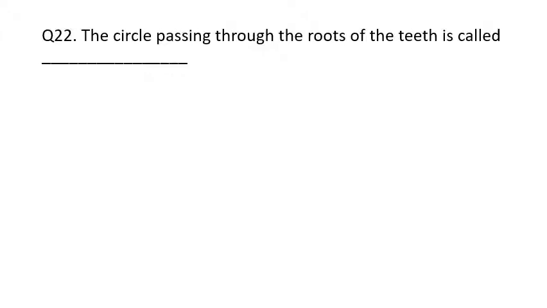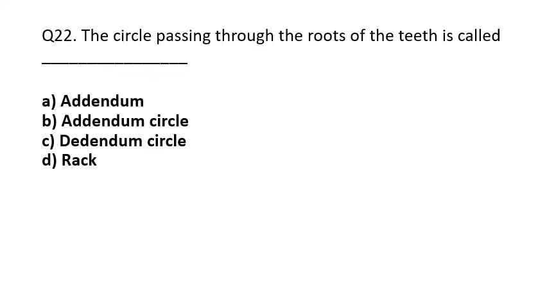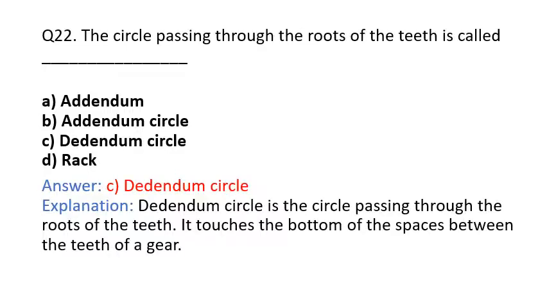Question number 22. The circle passing through the roots of the teeth is called dash. A, Addendum; B, Addendum circle; C, Dedendum circle; D, Rack. Answer is C, dedendum circle. Explanation: The dedendum circle is the circle passing through the roots of the teeth. It touches the bottom of the spaces between the teeth of a gear.